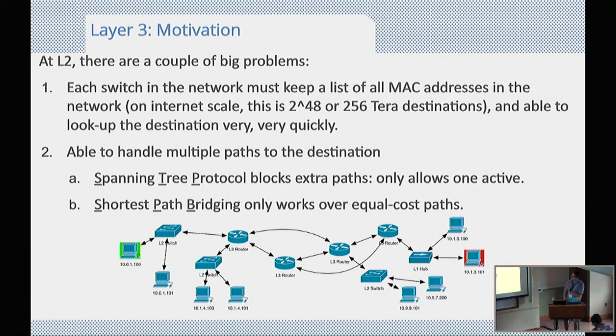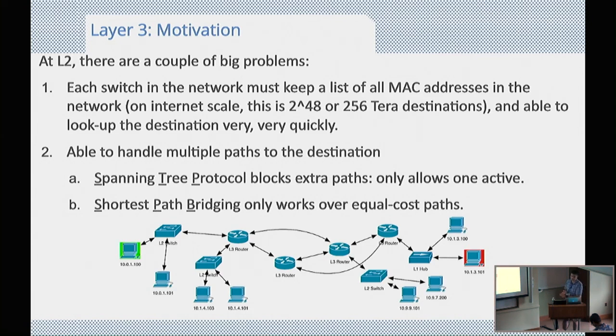And so to try and solve this at layer 2, there are a couple of big problems. Each switch in the network would need to keep a list of all MAC addresses on the network. And if you were to try and do this on the internet scale, there are 48 bits in a MAC address, so that's potentially 256 tera destinations. And it would also have to be able to look these things up very, very quickly. As the packet comes in, it must immediately forward it on again to keep up with decent rates. And it would need to be able to handle this multi-path problem.